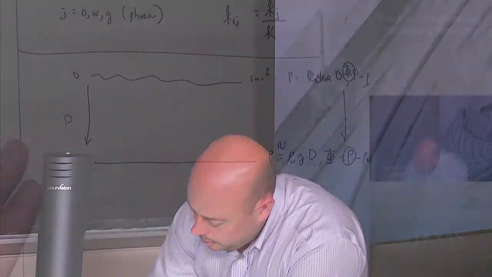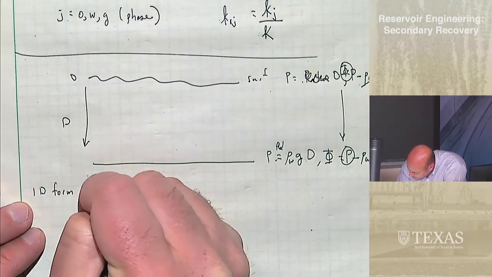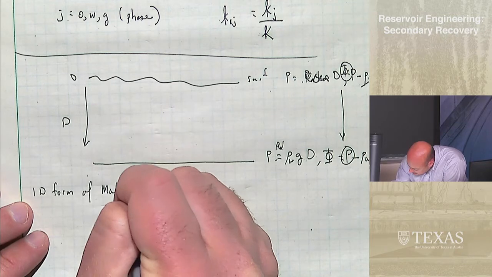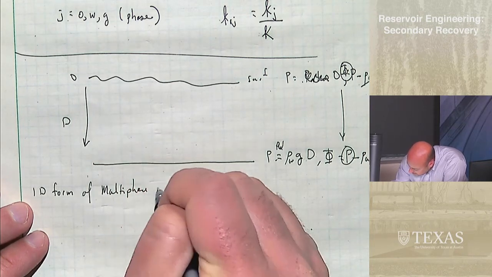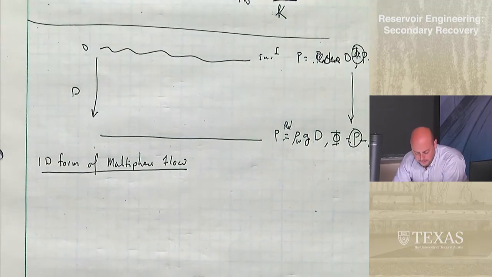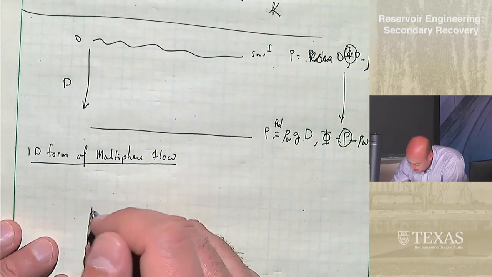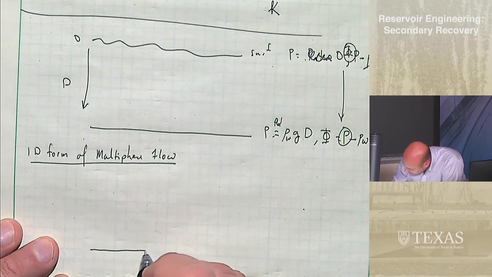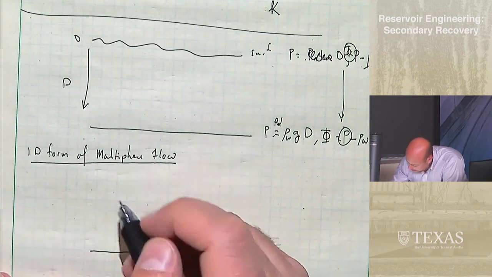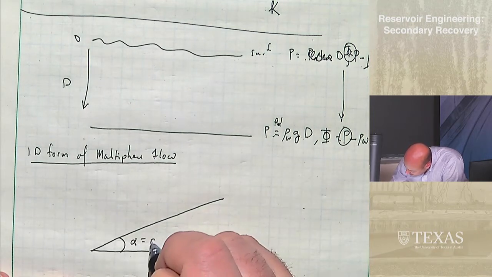Let me now talk about multi-phase flow in 1D. The 1D form of multi-phase flow. It's going to be in 1D, but we could be at some sort of dip angle. So I'm going to draw a picture. Let's say that here's our bottom. This is going to be alpha. This is going to be our dip angle.